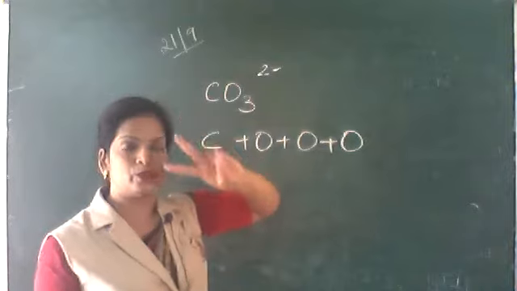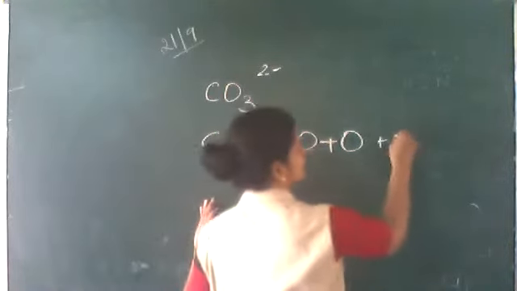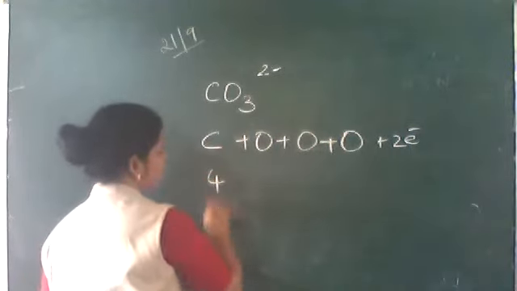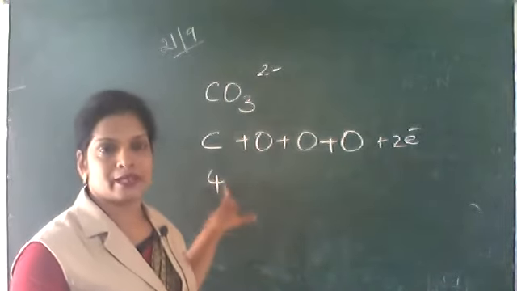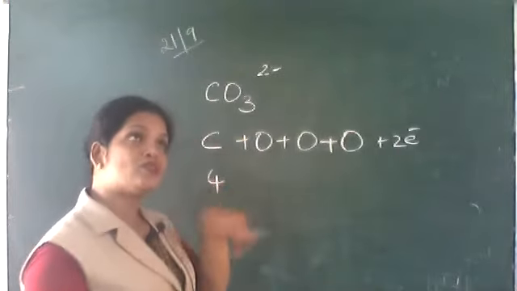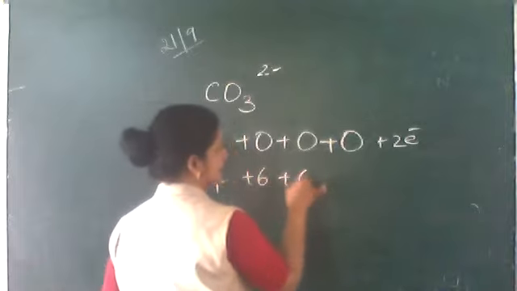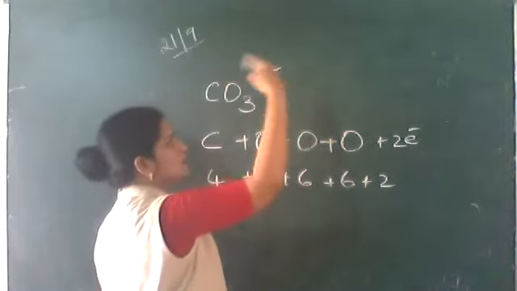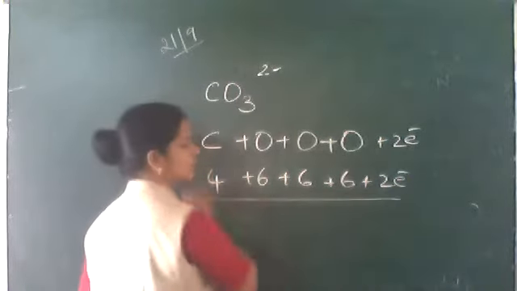The 2 minus means 2 extra electrons are present in this. So plus 2 electrons we write. Carbon has 4 electrons in the outermost shell. So you have to write how many electrons are there in the valence shell. That is 4 electrons for carbon. The valence shell electrons in the case of oxygen is 6. So we'll be writing 6 here, again 6, again 6, plus 2 electrons. 2 minus means it has got extra 2 electrons, so those 2 electrons we are writing. These all are electrons only.